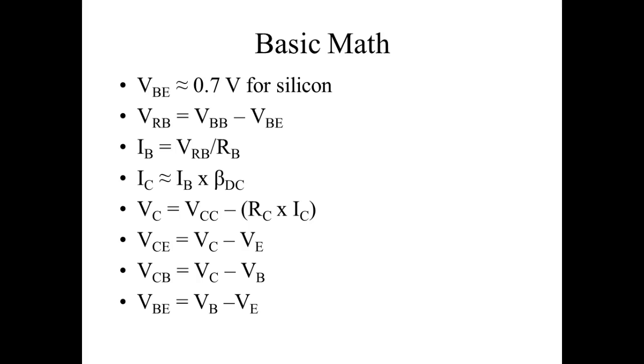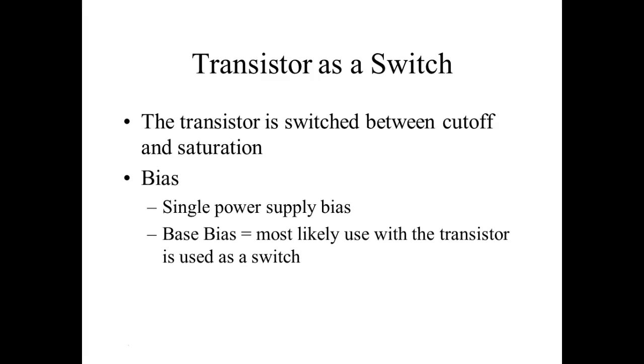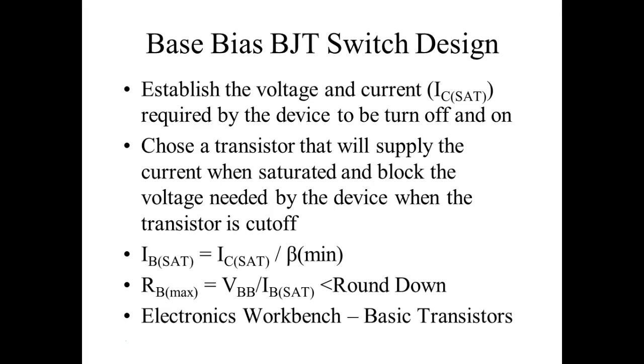Let's see. We talked about different ways we can analyze this. This is what y'all are doing right now. You're generating what we call the collector characteristic curves in the labs that you're doing right now. We're only doing 3 levels. Usually they do 6. I think we're doing 10 microamps, 50 microamps, and 100 microamps on that lab. We talked about single power supply bias, and then designing a switch.